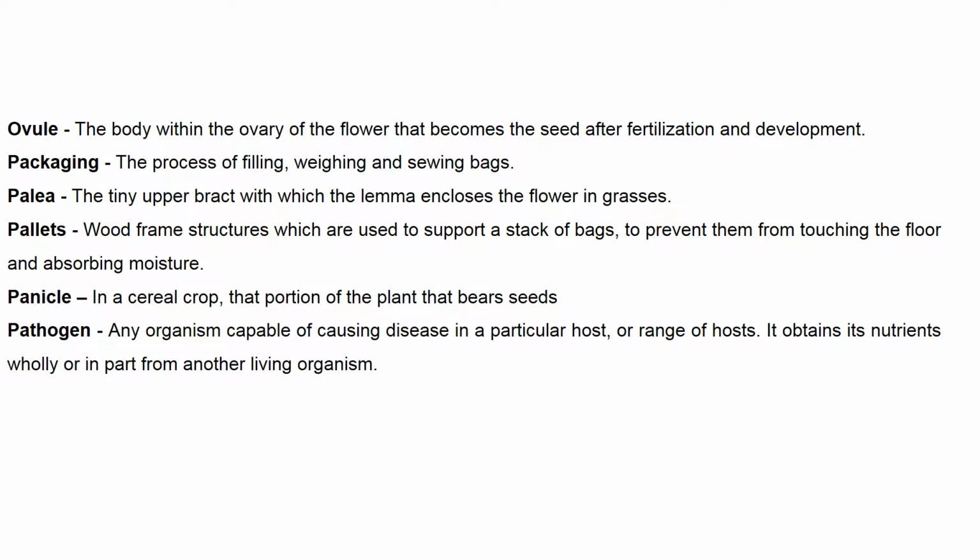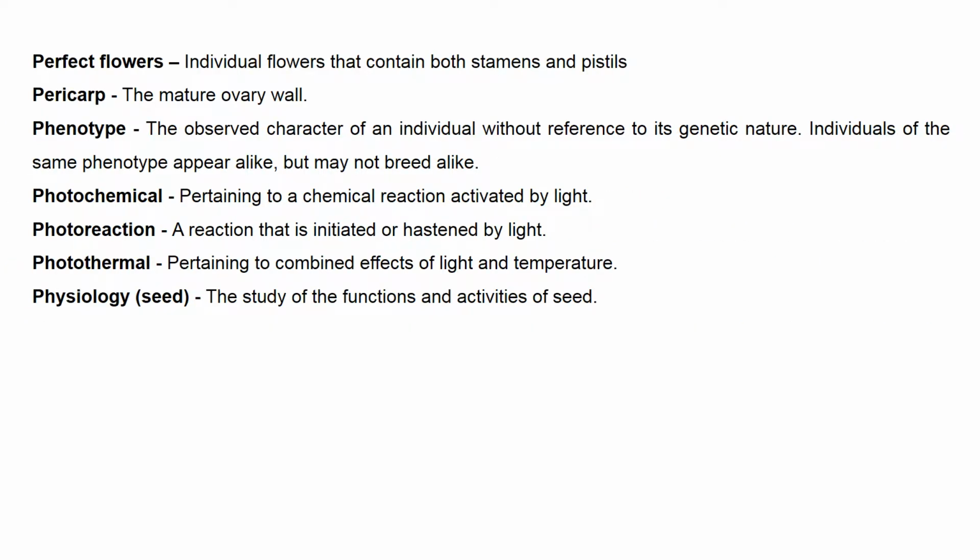Panicle. In a cereal crop, that portion of the plant that bears seeds. Pathogen. Any organism capable of causing disease in a particular host or range of hosts. It obtains its nutrients wholly or in part from another living organism. Perfect flower. Individual flowers that contain both stamens and pistil. Pericarp, that is a mature ovary wall.